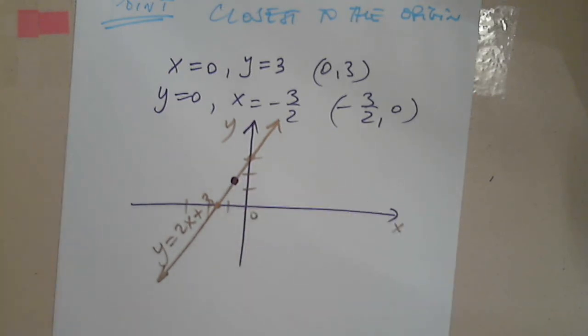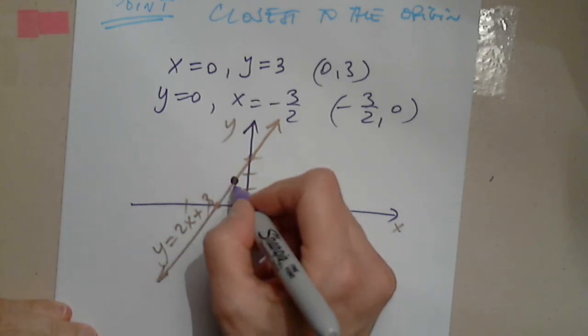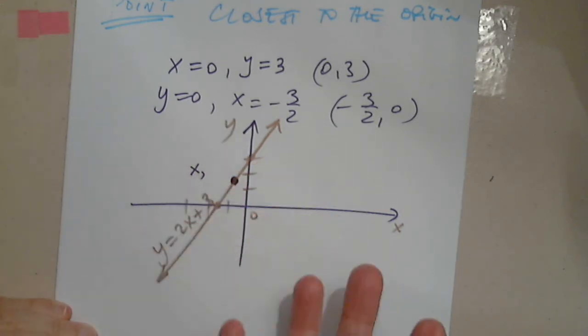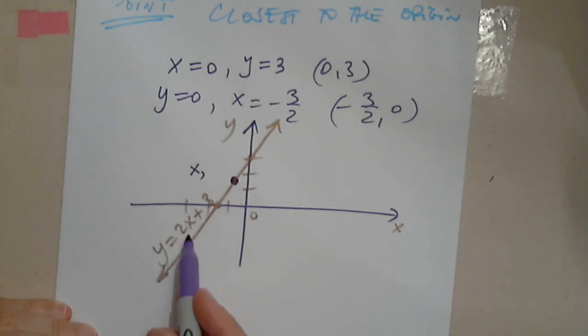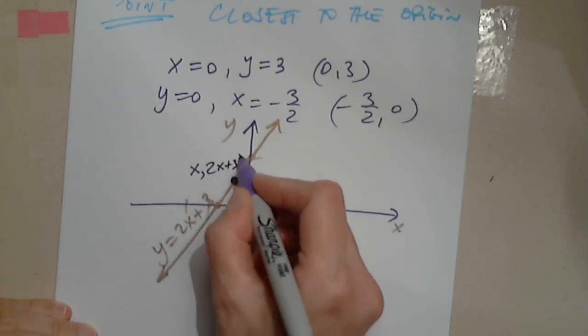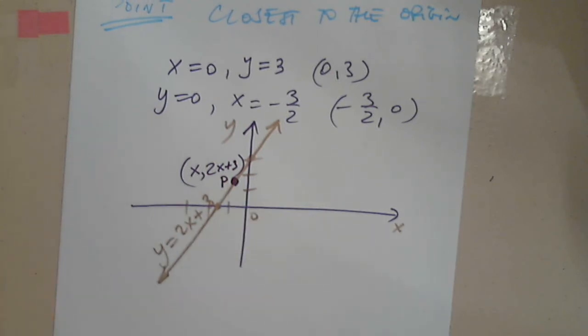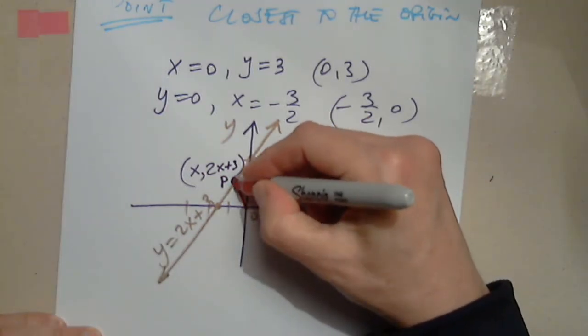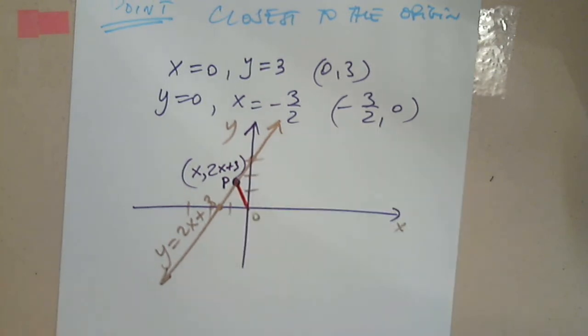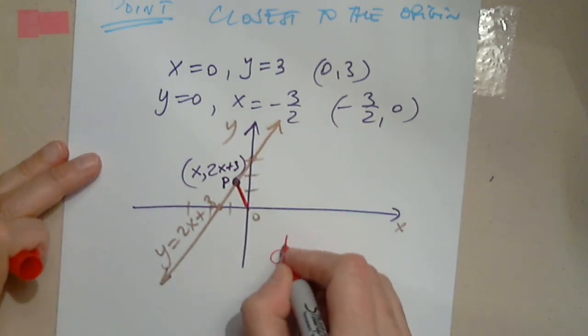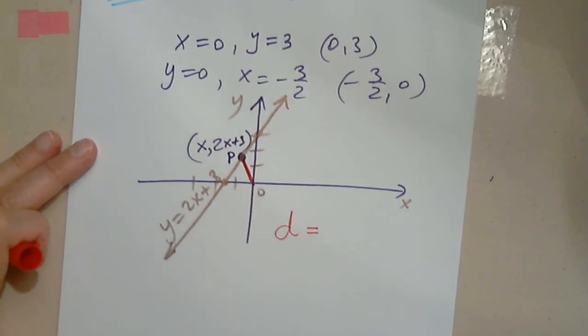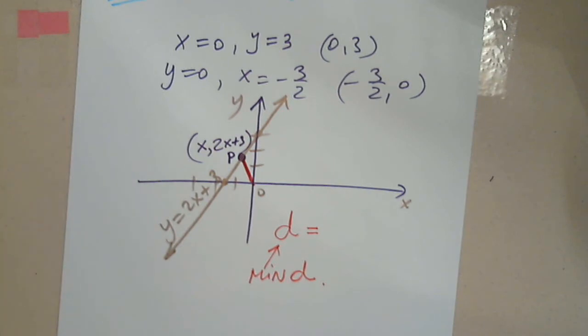Here's why. I'm going to say this is the point P, in order to find it. This point has coordinates x, comma, y. But y is 2x plus 3. I am going to draw this distance, this line segment. I'm going to create a function that represents the distance, and I am going to find the minimum of the distance.